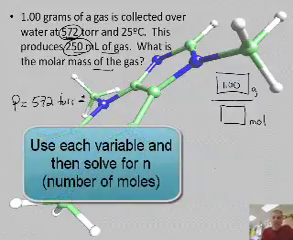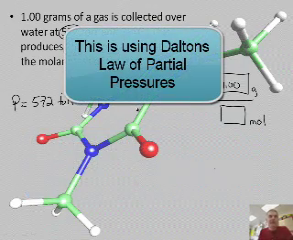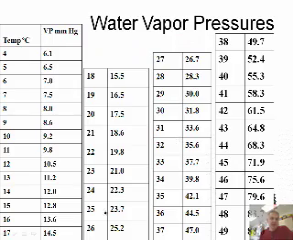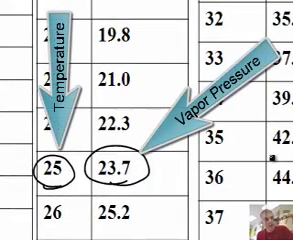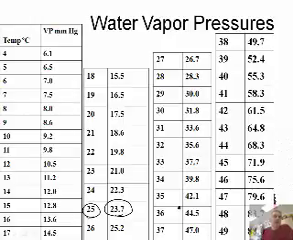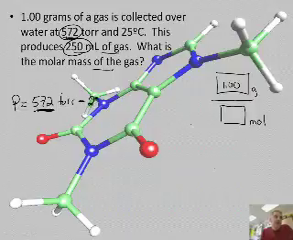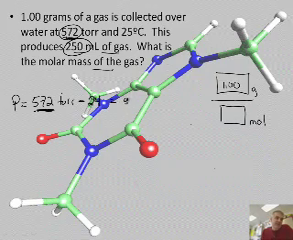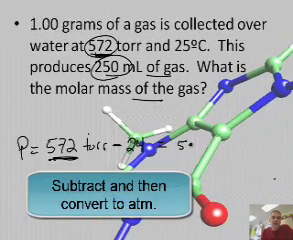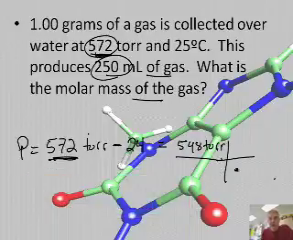Now, I have to subtract the water vapor pressure. So we have to go to the water vapor pressure table. So I'm going to pause and go find that. So here's the water vapor pressure table. At 25 degrees Celsius, the water vapor pressure is 23.7. So we're going to subtract this, 23.7. But since this is rounded to the nearest whole number, I'm going to say 24. So if I subtract 572 minus 24, I can just do that in my head. That'll be 548 torr. Now I have to convert that to atm, remember?